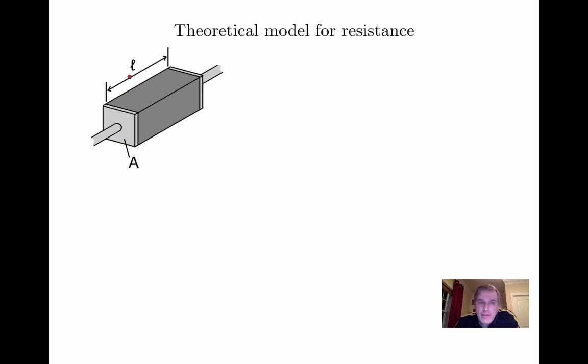L here is the length of the resistor, and A is the cross-sectional area. Now, the cross-sectional area here is like a rectangle or a square, but the equation will apply to any shape. You could have, let's say, a cylinder, in which case you'd have a circle here. Okay, so how do we get an equation for the resistance?